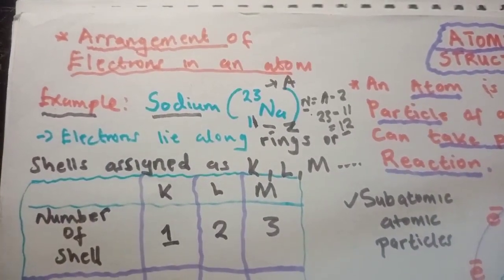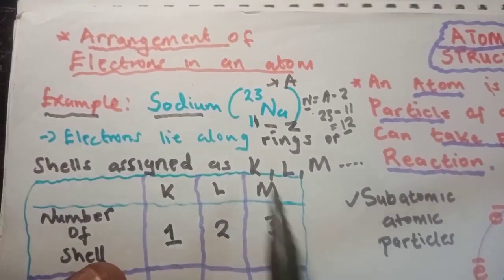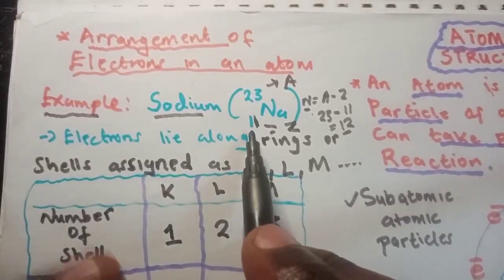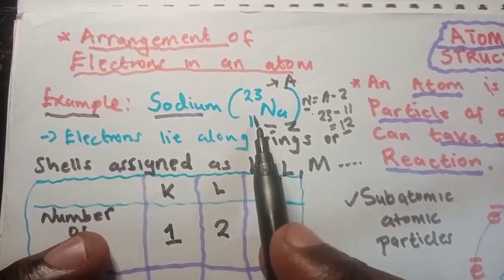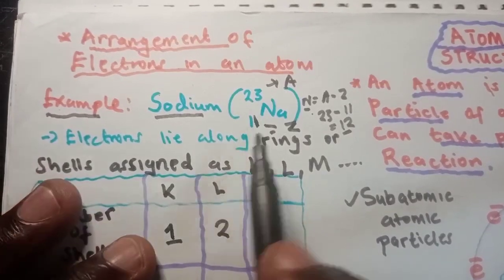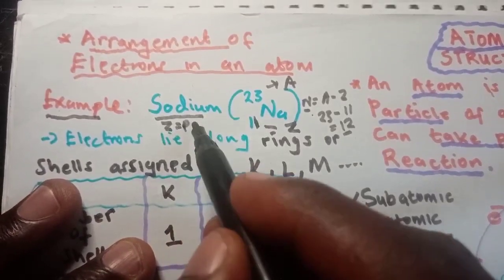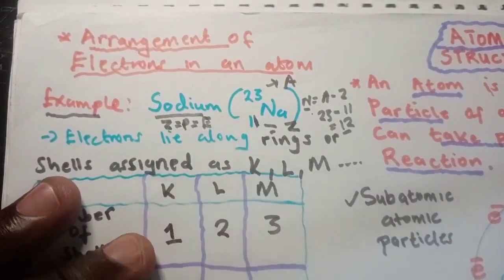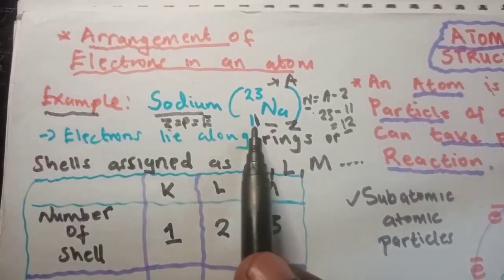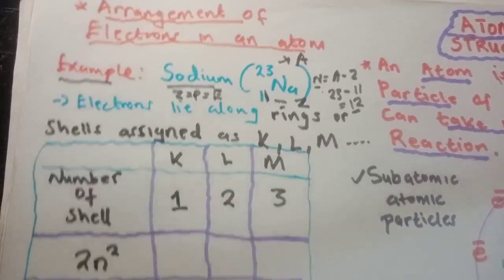Now let's look at how the electrons are arranged. Just by looking at this 11 down, already I know that the number of electrons in sodium is also 11, because the Z number is equal to the proton number, and it is also the electron number. So there are 11 electrons here. Now, how are these 11 electrons arranged in this atom? That's what we want to look at.